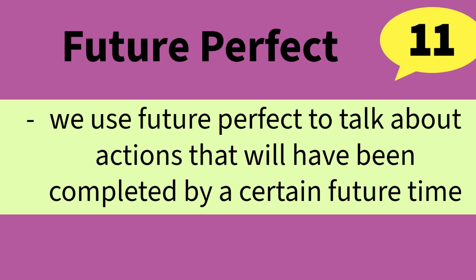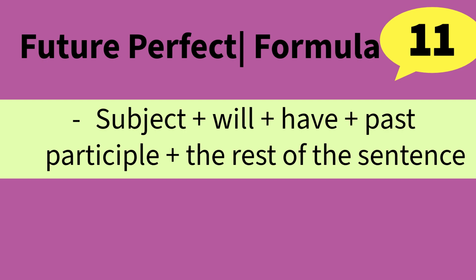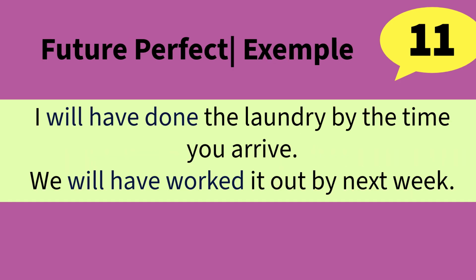The 11th tense is the future perfect tense. We use future perfect to talk about actions that will have been completed by a certain future time. To form future perfect, we use this formula: subject plus will plus have plus past participle plus the rest of the sentence. Here are some examples. I will have done the laundry by the time you arrive. We will have worked it out by next week.